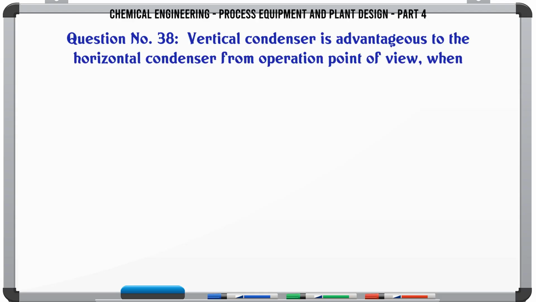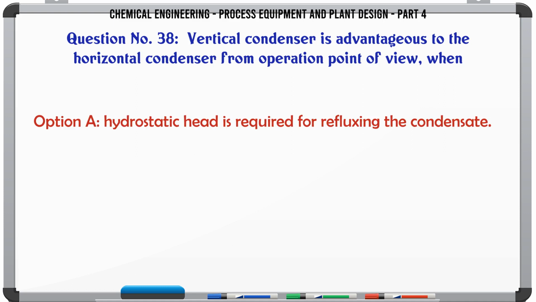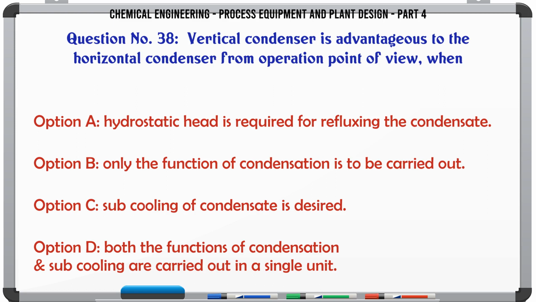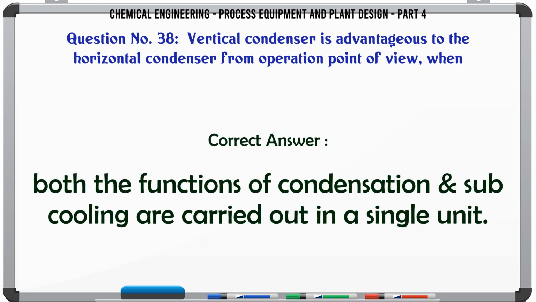Vertical condenser is advantageous to the horizontal condenser from operation point of view when A. hydrostatic head is required for refluxing the condensate. B. only the function of condensation is to be carried out. C. subcooling of condensate is desired. D. both the functions of condensation and subcooling are carried out in a single unit. The correct answer is both the functions of condensation and subcooling are carried out in a single unit.